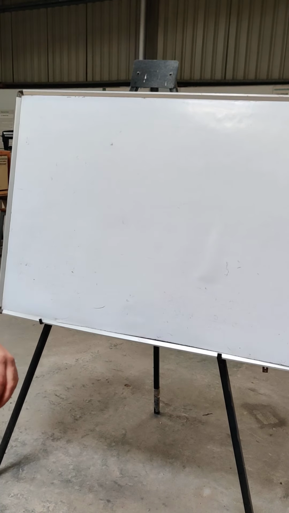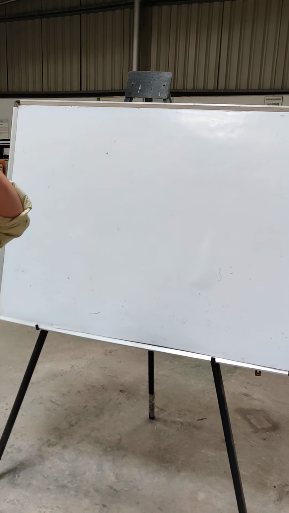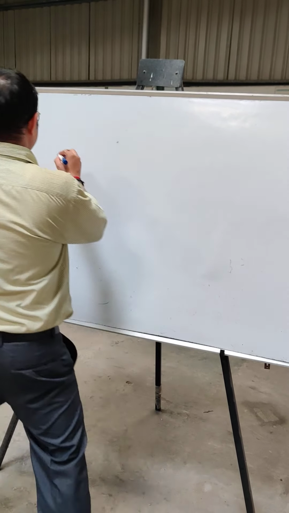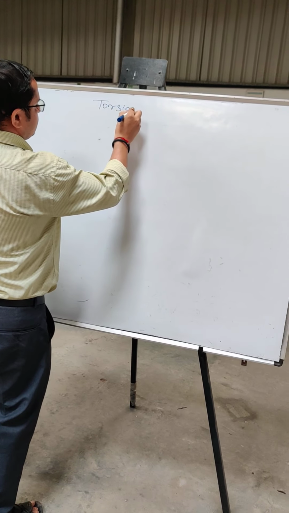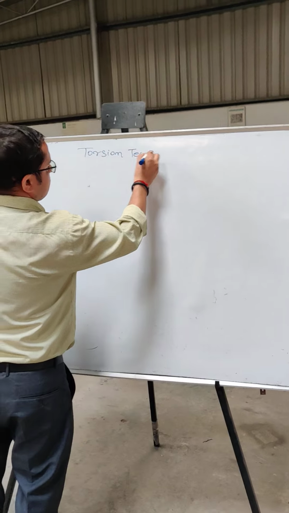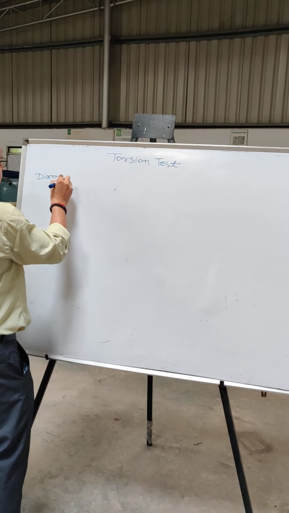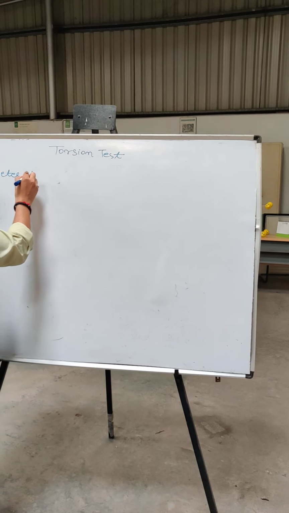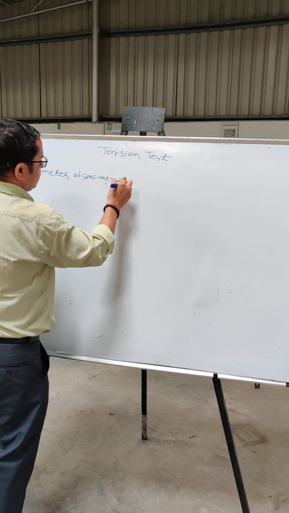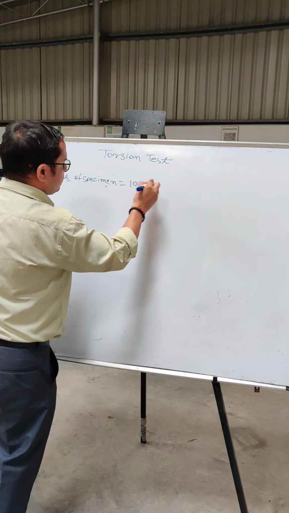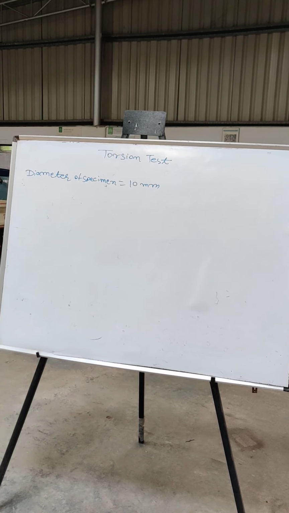So students, we are doing reading. The diameter of the specimen in the torsion test is 10 mm. Diameter of specimen is 10 mm. Gauge length of the specimen.